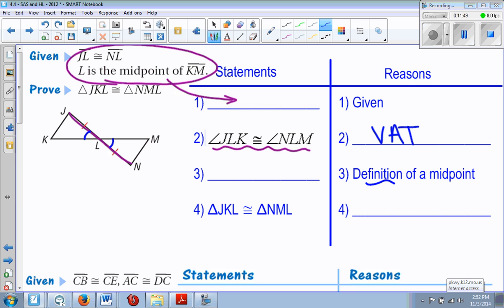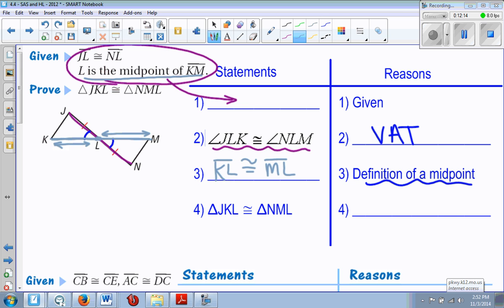Notice the next step says we're going to use definition of a midpoint. And in the problem, it says right here in the given that L is the midpoint of KM. So if KM is here and L is in the center, that means that the distance from K to L has to be the same distance as from M to L. So that's exactly what we're going to state. K to L has to be congruent to M to L.